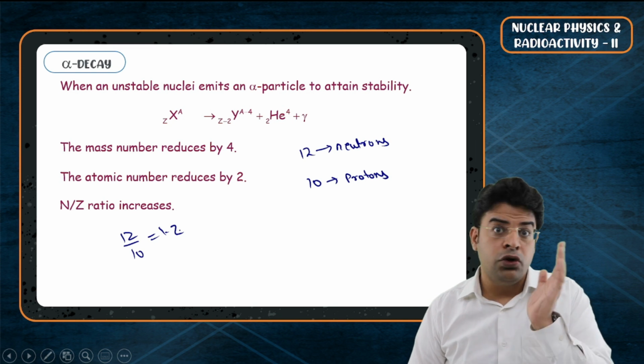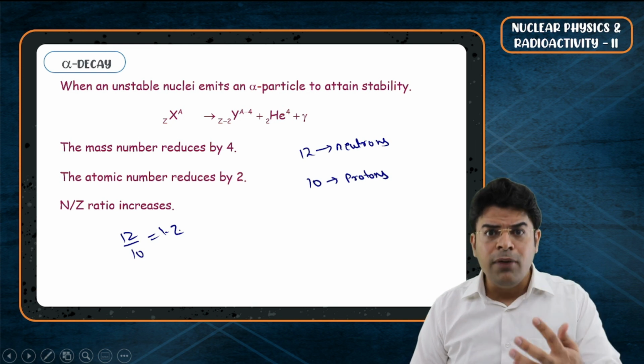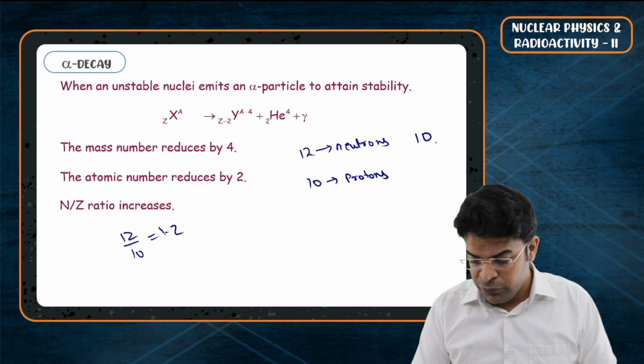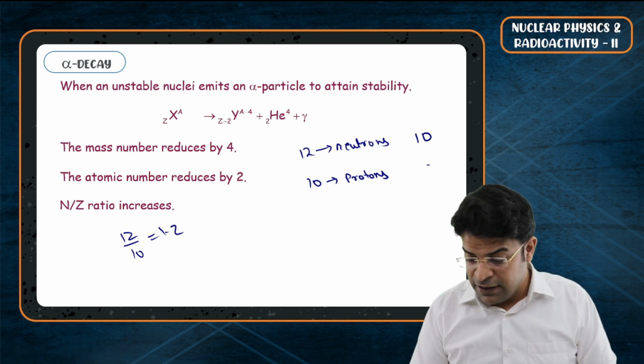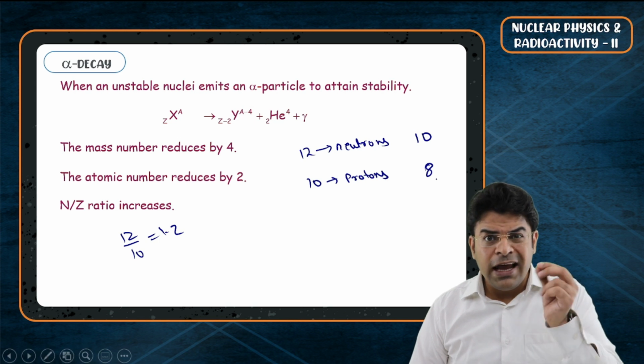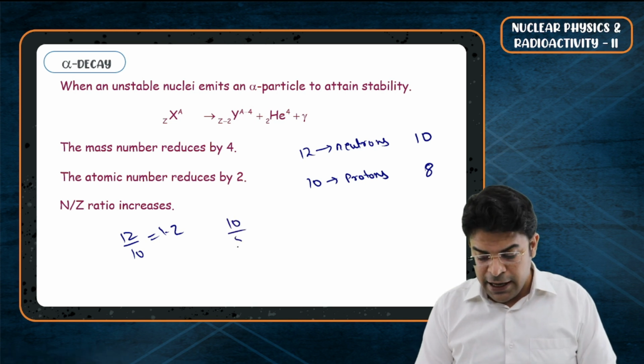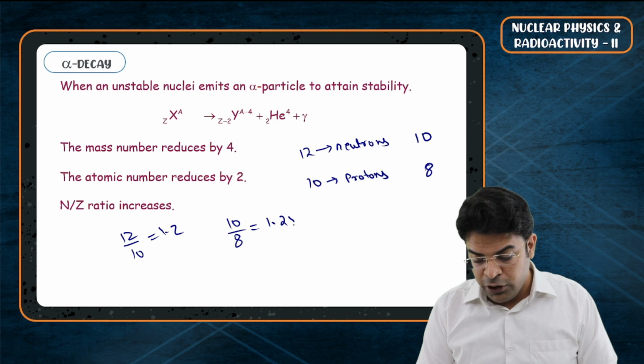go out and 2 neutrons will go out. So the new number of neutrons will be 10 and the new number of protons will be 2 less than the original, so that will be 8. So the new n by z ratio will be 10 by 8, and 10 by 8 is 1.25.